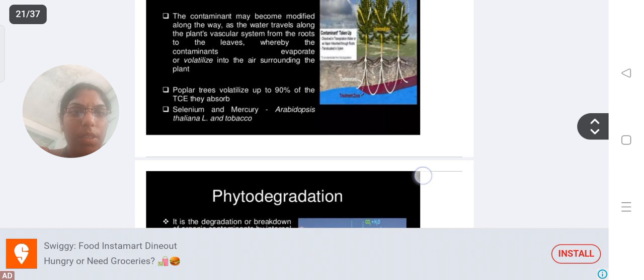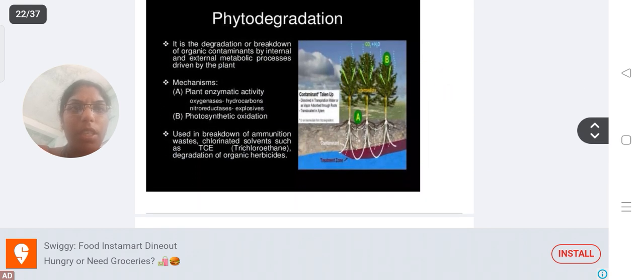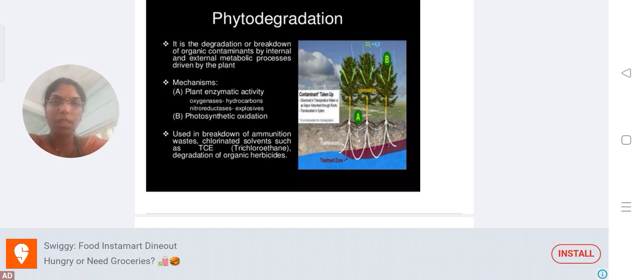Phytodegradation is the degradation or breakdown of organic contaminants by internal and external metabolic processes driven by the plant. Plant enzymatic activity, oxygen and nitrogen based. It is used for explosives, photosynthetic oxidation in the breakdown of ammunition waste, chlorinated solvents such as TCE and trichloroethane, and degradation of organic herbicides.